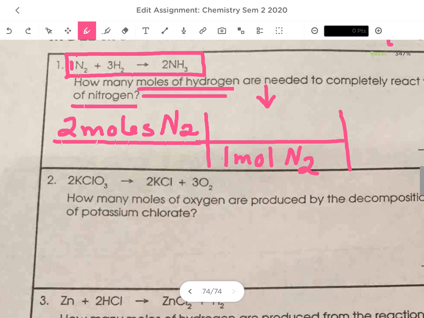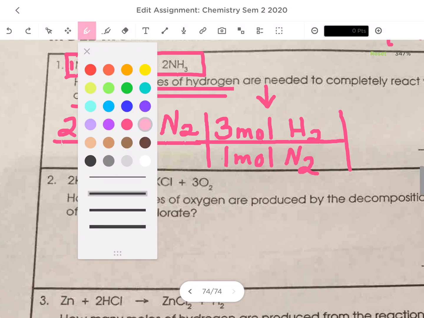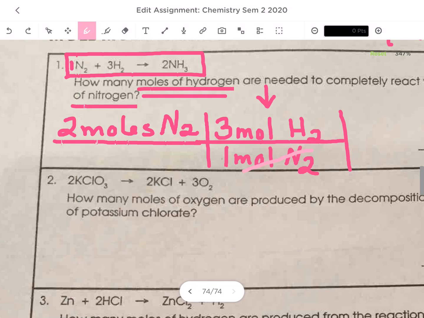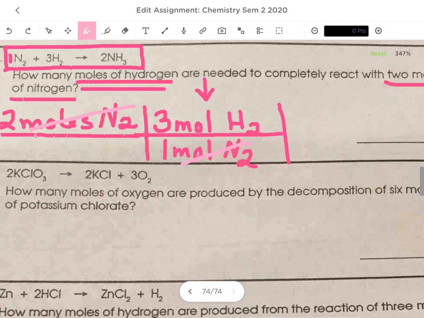So what's the coefficient in front? 3 moles of hydrogen. What cancels out? Moles of N2 cancel out. Now I have moles of H2 left. And that's what I was trying to find. So, let's get rid of the light pink stuff. There we go. What's my next step?